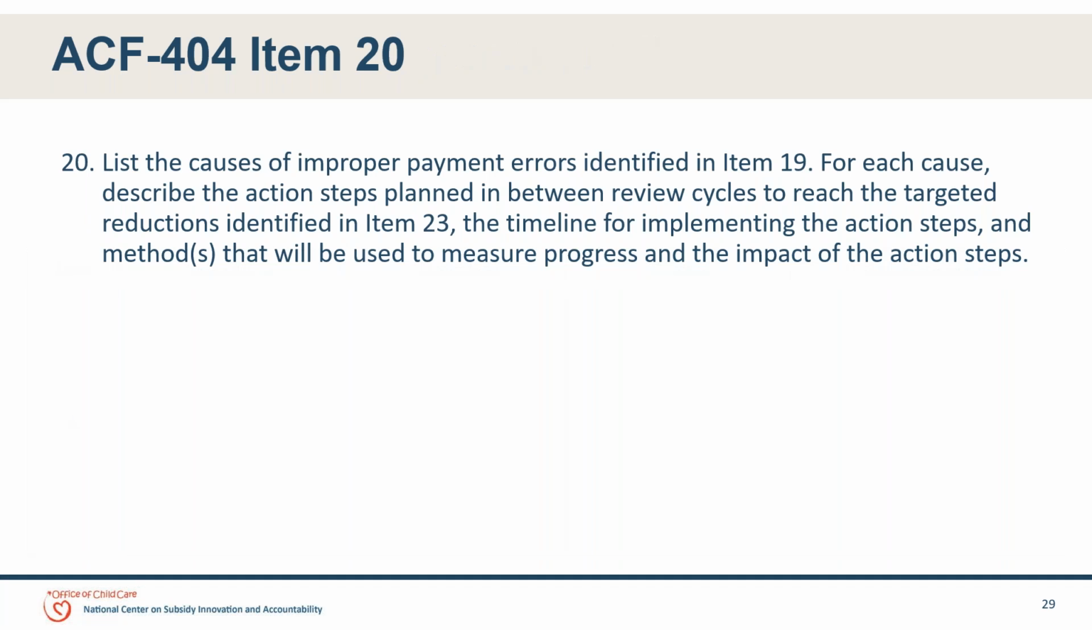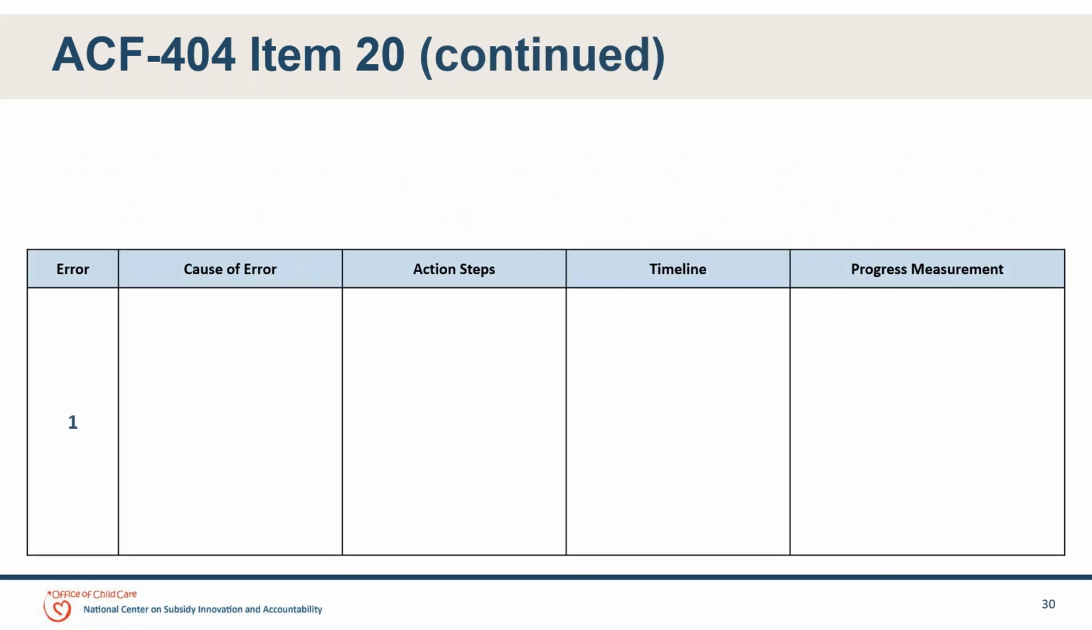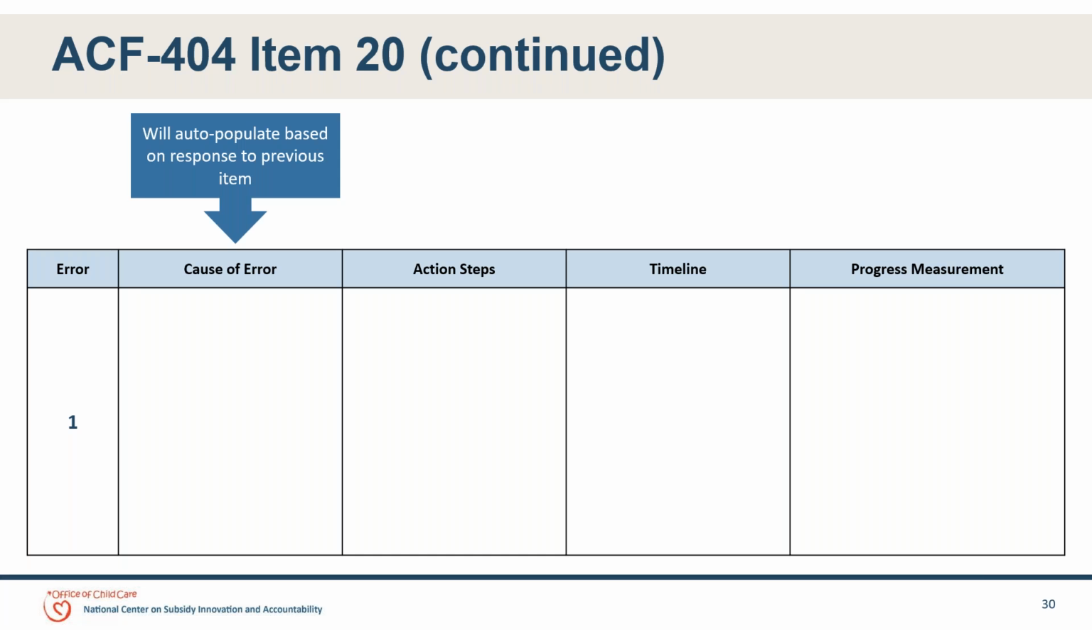All right. So this is the item, and then in the next slide, I have it set up as a table, which is how it looks in the OLDC. The first column is just numbering the errors. And the next column, cause of error, will auto-populate based on your response to item 19. If you don't see it auto-populated, remember you can click that Save button in the OLDC, and then it should come up.